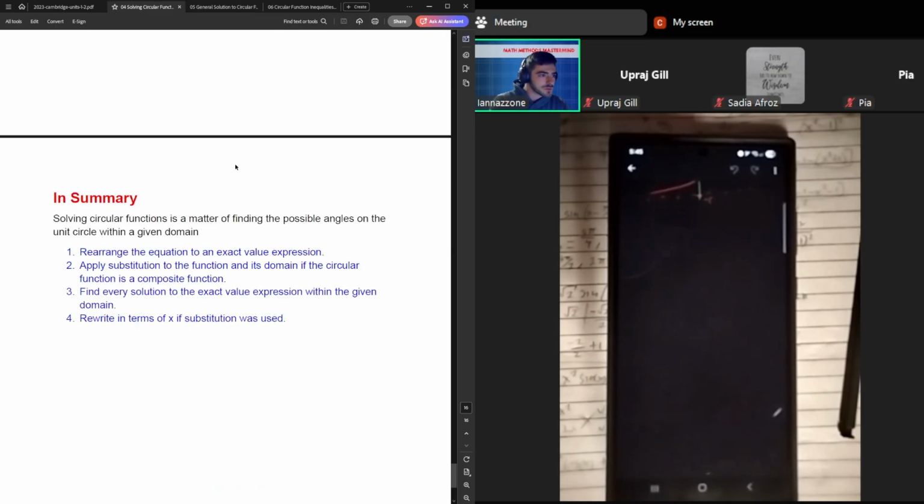That's about it for solving circular functions, specifically when you have a restricted domain, a very targeted domain. Any questions there? I'll take a pause.